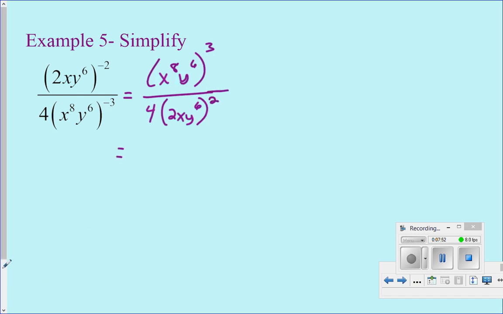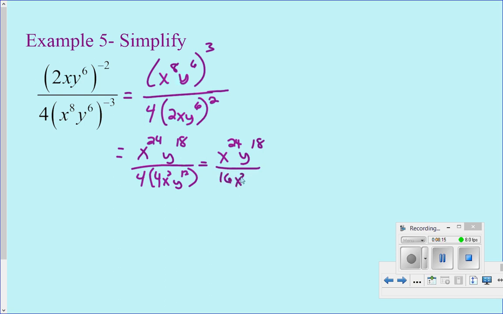So I'm going to apply the next property, which says I multiply the exponents. So x to the 24th and y to the 18th. And the 4 stays there. 2 is squared, which is 4. And x is squared, and y is to the 12th. So then that's x to the 24th, y to the 18th, over 4 times 4 is 16, x squared, y to the 12th.